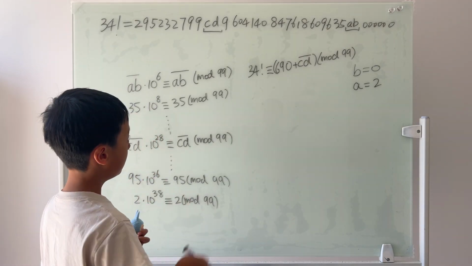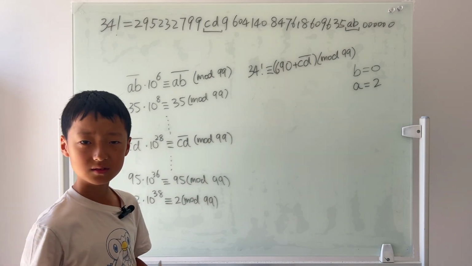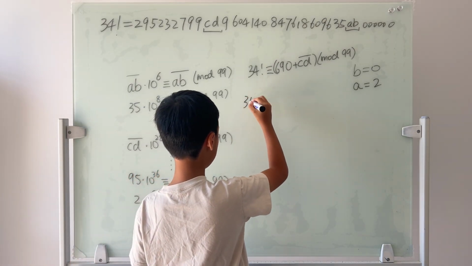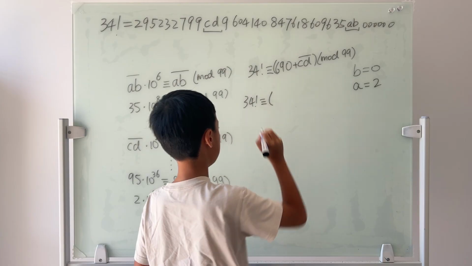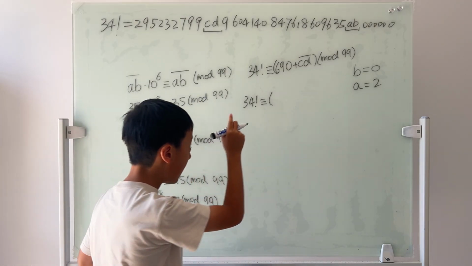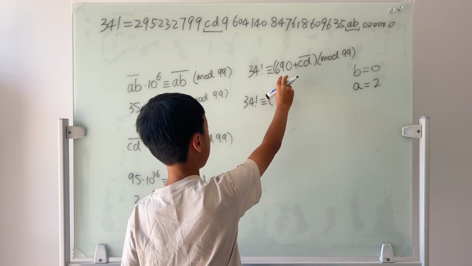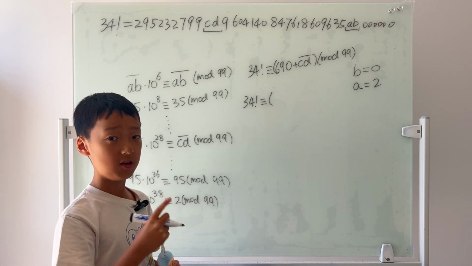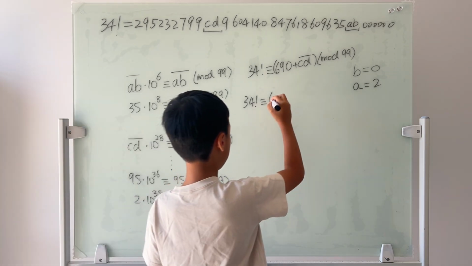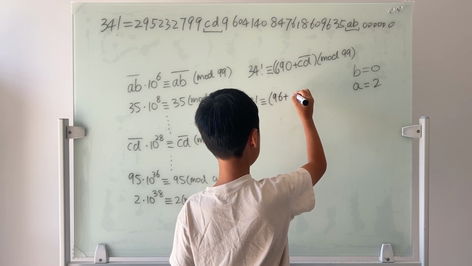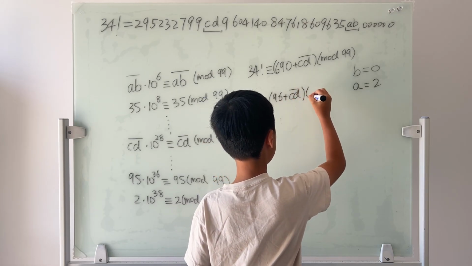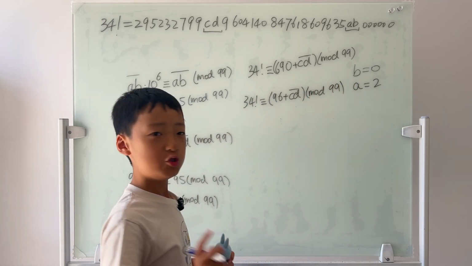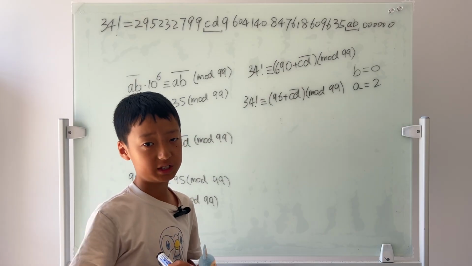Well, some of you guys might be wondering, what is the point of this? We've done this much work to get to this little statement. Well, 2 more steps until we can solve it. 34 factorial is congruent to, since this is mod 99, we can take out as many multiples of 99 from this as we want. And if you take as many as you can from there, then I'll just tell you it will be 96 plus CD, mod 99. Would you believe me if in one step we could solve our CD?